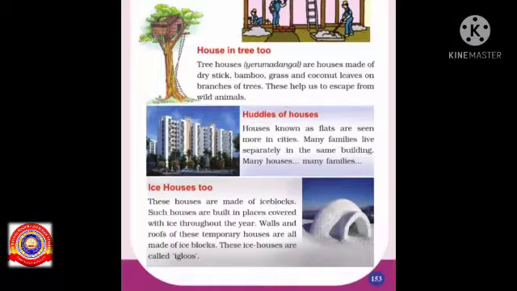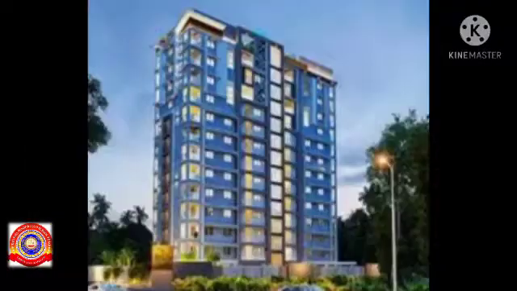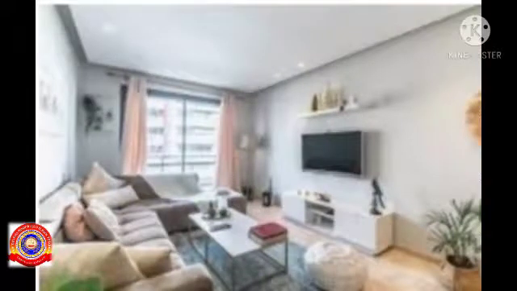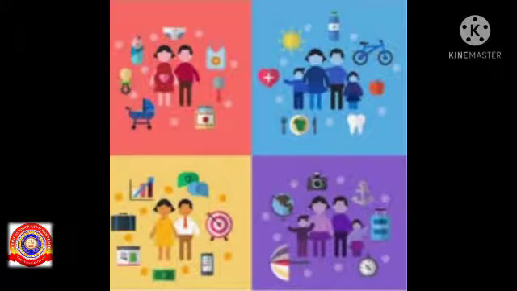So, the next one is flat. Flats are mostly seen in cities. A flat is a housing unit of a large building with several units. Many families live separately in the same building.